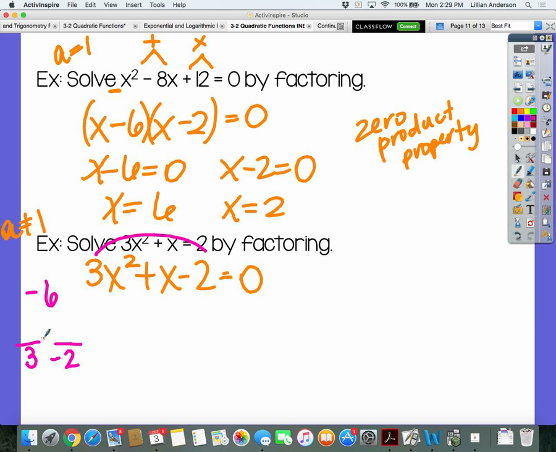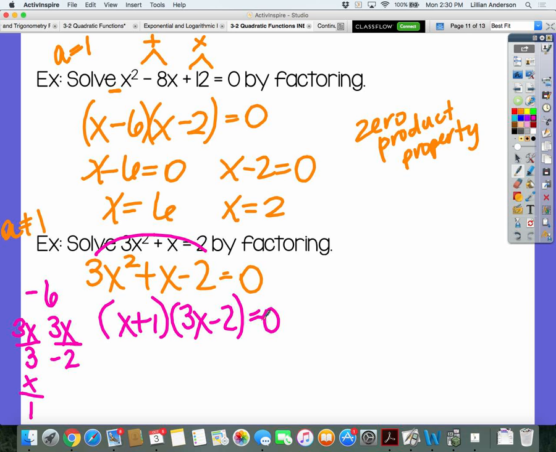Who remembers what we put on top? You gotta put a 3x on top. Whatever A is, you put it on top, and you put an x along with it. And then you reduce. x over 1. Can you reduce this one? No. So your two factors are x plus 1 and 3x minus 2, and you put them in parentheses. That's how you factor when A is not 1 using California.